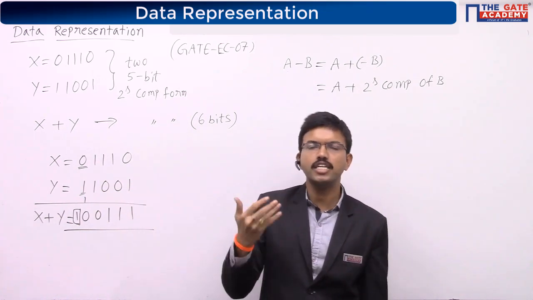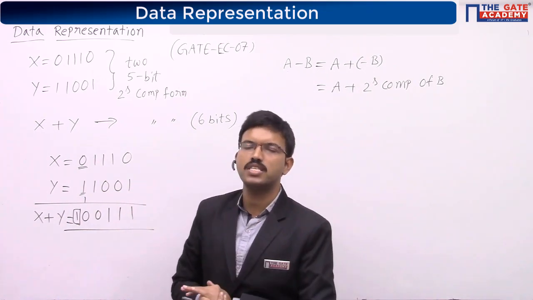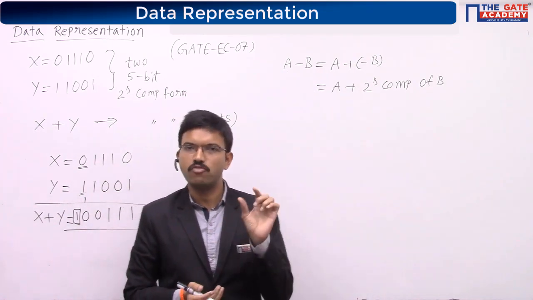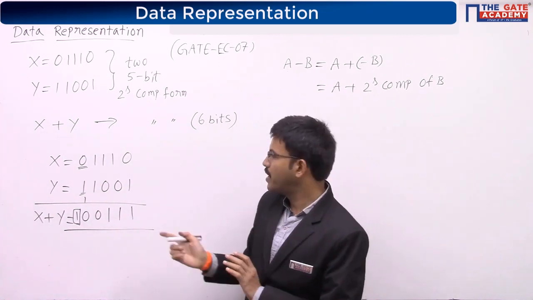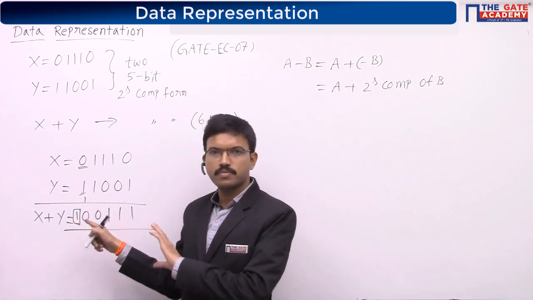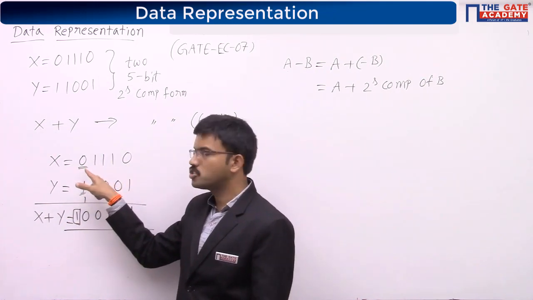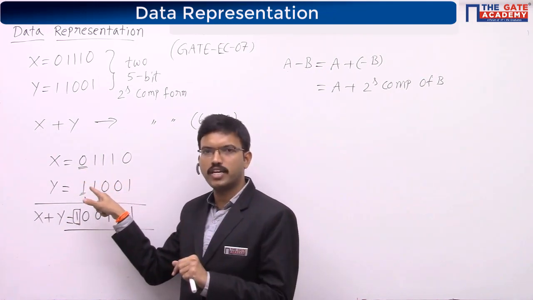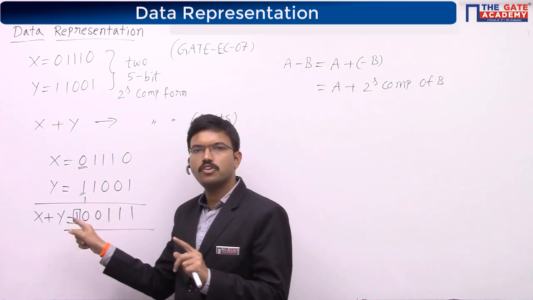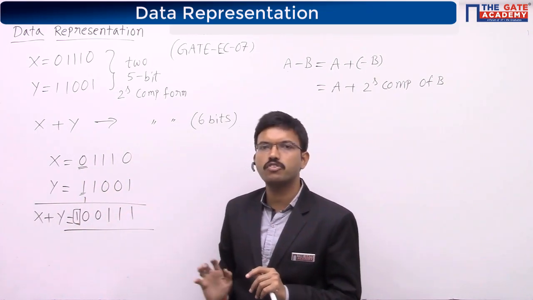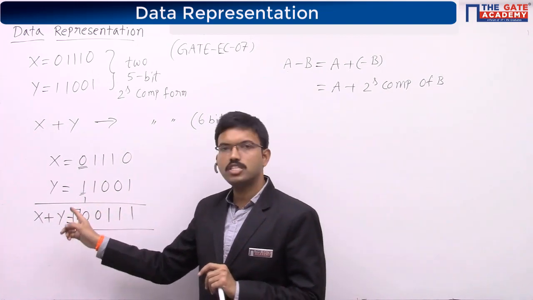See, whenever you are adding two positive numbers or two negative numbers, at that time you will get the overflow. That overflow I will consider. But if the carry is coming whenever you are adding two numbers where one is positive and another one is negative, I won't consider that overflow. So I will ignore this particular carry.